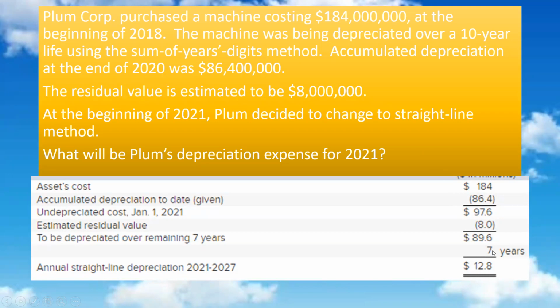And we're dividing that by 7 years because it tells us it's a 10-year useful life, and they started depreciating at the beginning of 2018. So we had all of 2018, all of 2019, all of 2020, and now we're at the beginning of 2021. So we've already depreciated 3 years. So we divide that amount that still needs to be depreciated by the 7 years remaining, and that tells us our depreciation for 2021 and going forward is $12.8 million.